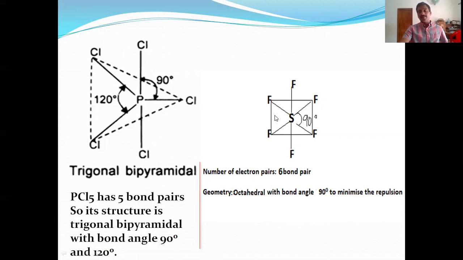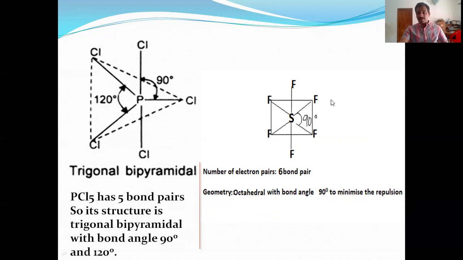The next example is SF6. In SF6, 1, 2, 3, 4, 5, 6 pairs of electrons are present. Number of electron pairs, 6 bond pairs. Therefore, what is the geometry? Octahedral structure with bond angle 90 degree. That is to minimize the repulsion between electron pairs.